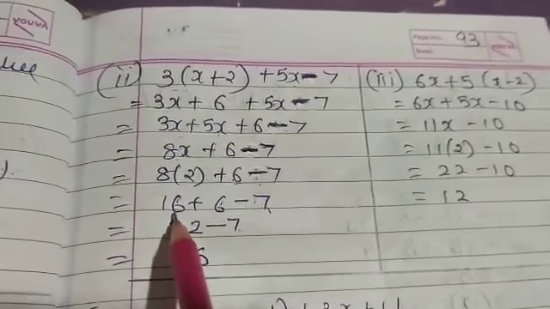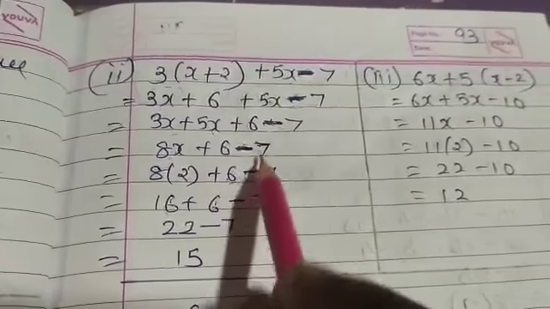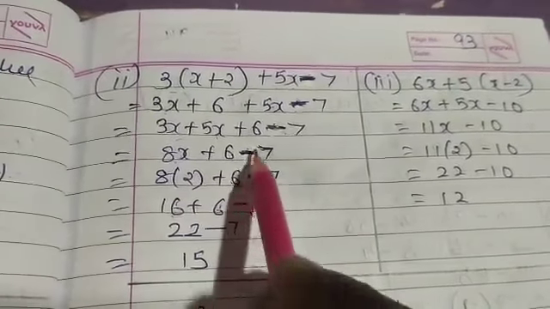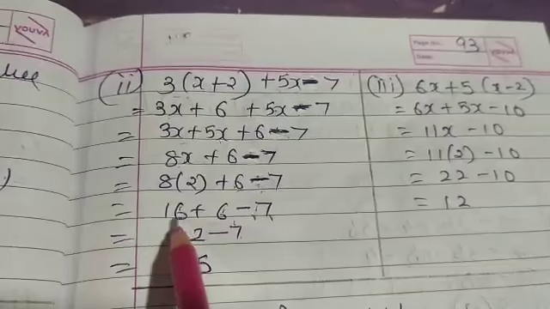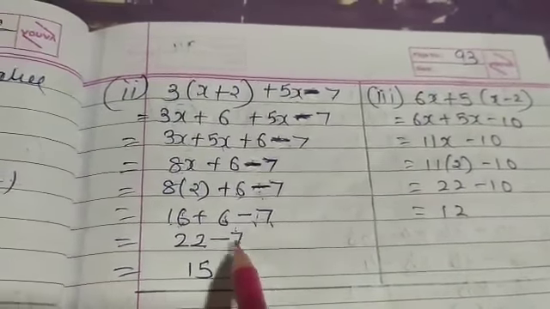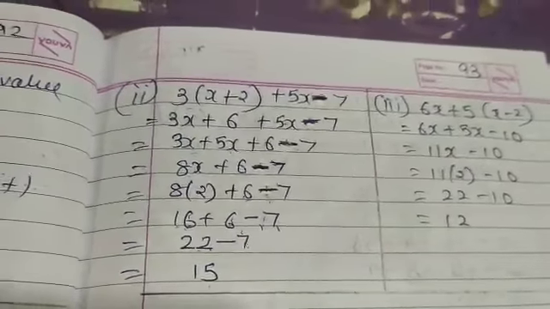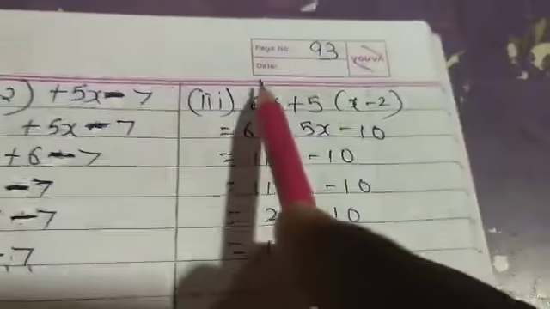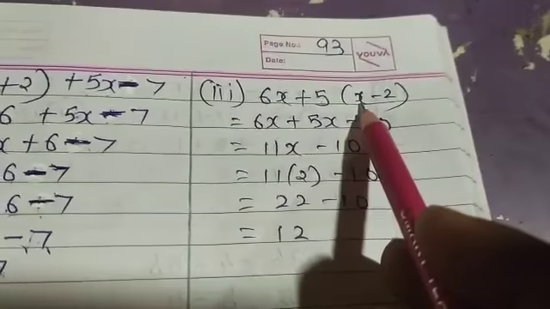Then what you need to do here, either you subtract this value and write down minus 1, or you keep on going, writing, then add the positive terms, that is 16 plus 6 is 22, minus 7, that is 22 minus 7 is 15. Then the next sum is 6x plus 5 in bracket x minus 2.